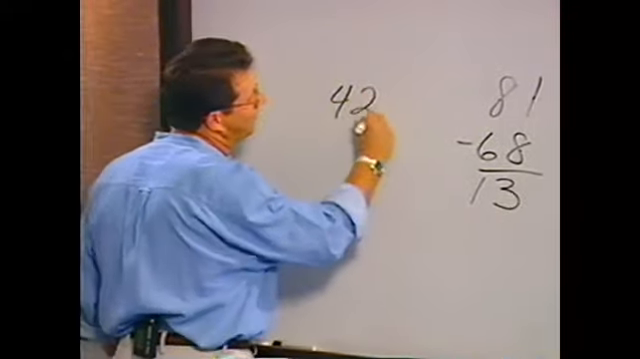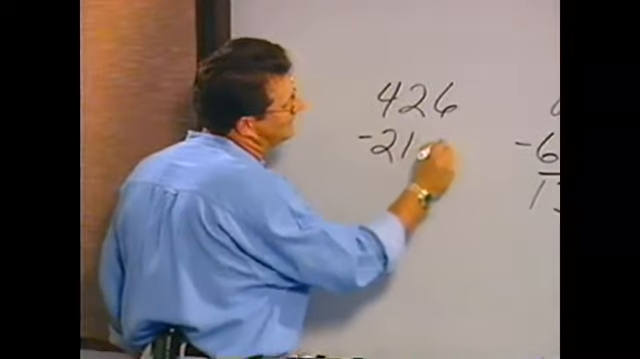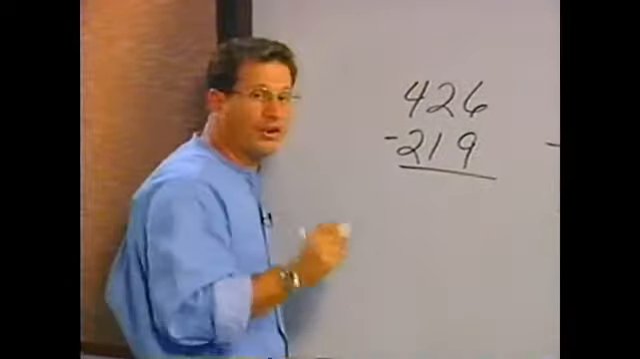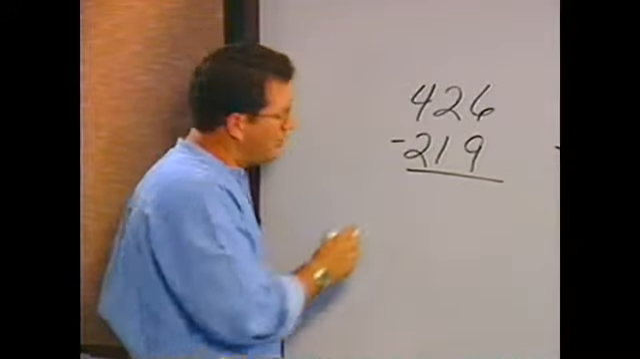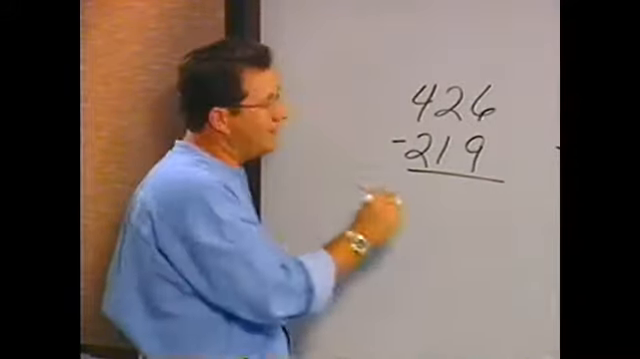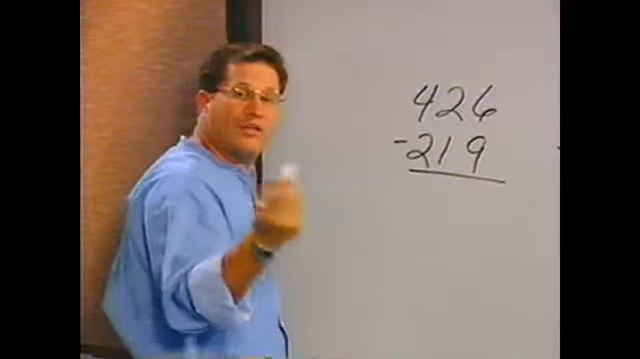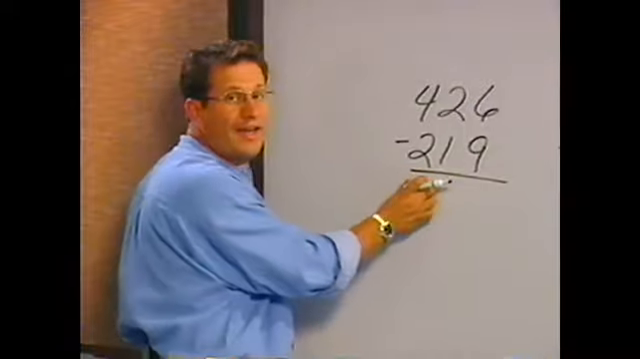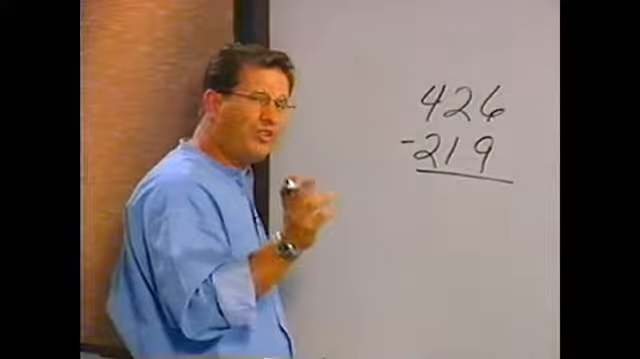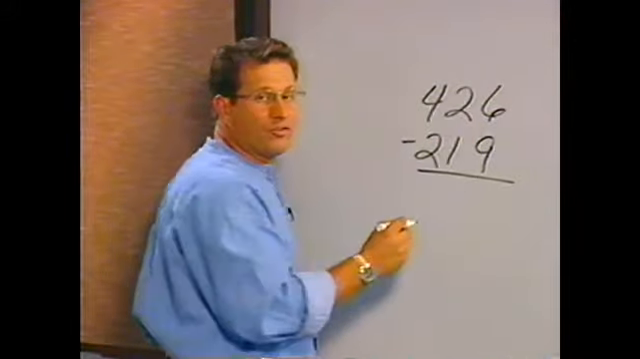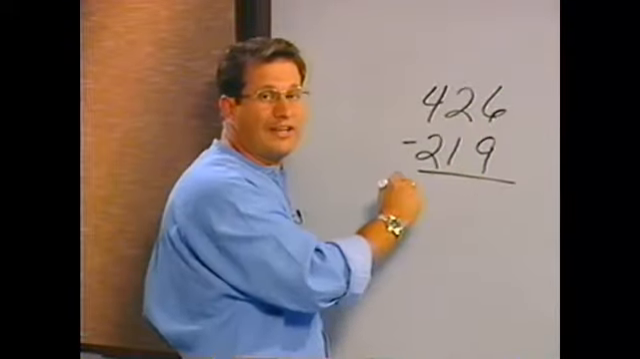Let's do 426 minus 219. Okay, starting from the left. What's 400 minus 200? Should get 200. Keep it in your head. Let's go over here. What's 20 minus 10? 10. So far we have 210, right? But here we go. We see that this number is smaller than this number. So we have 210. Let's add it to the 6. What's 210 plus 6? Should get 216.